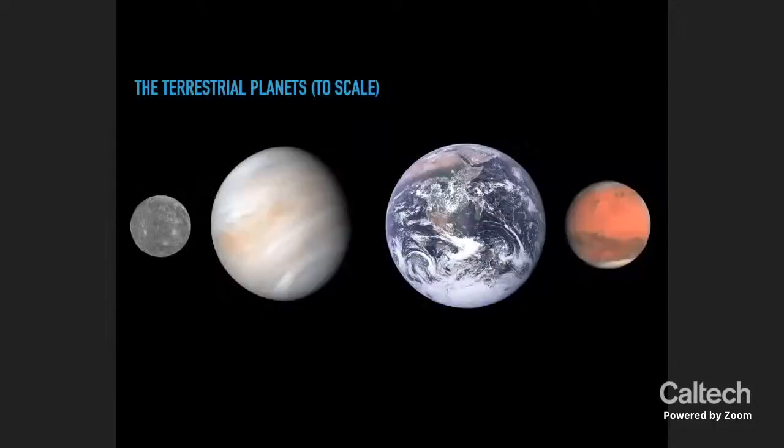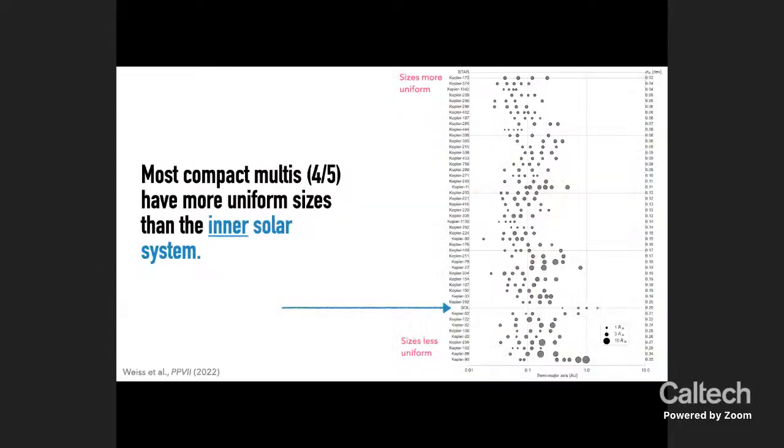All right. So now that we've looked at a whole bunch of patterns, let's see how the inner solar system fits into this picture. Earth and Venus have nearly identical size, mass, and interior compositions, but their neighbors, Mercury and Mars, are much smaller, with Mercury having less than half the radius of Earth and approximately 1/20th of Earth's mass. So what did the terrestrial planets look like compared to the peas in a pod structure? Well, here they are, again, still ranked by their size dispersion. And you can see that most compact multis, in fact, 80% of them, have more uniform sizes than the inner solar system.